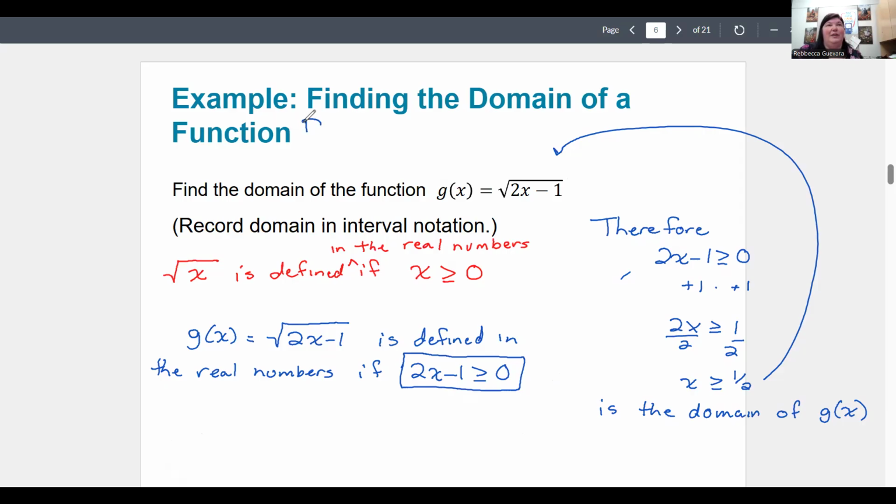So the way we'd write this domain, you could use set notation: x such that x has to be greater than or equal to positive 1/2. Or if we use interval notation, x has to be values that are 1/2 or greater. So we just write the domain as 1/2 to infinity.